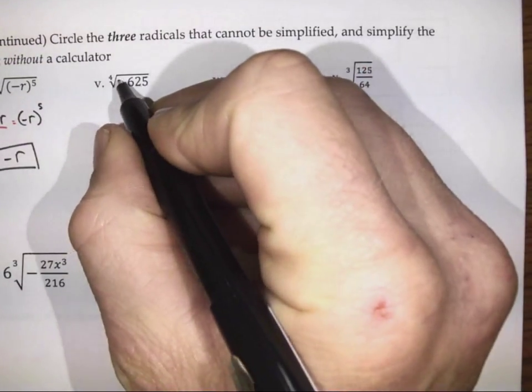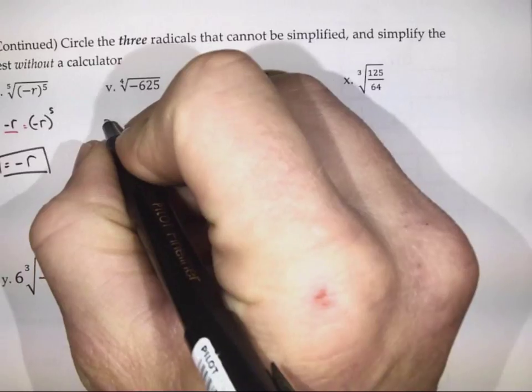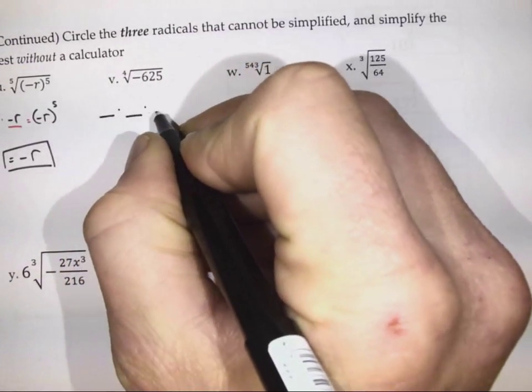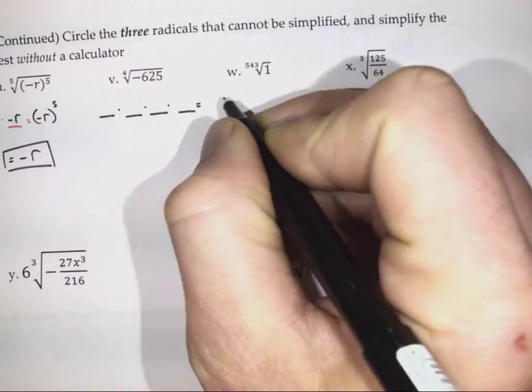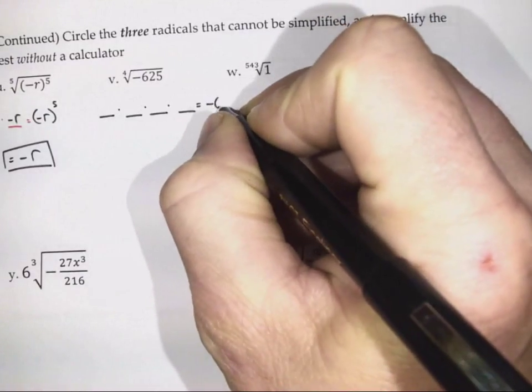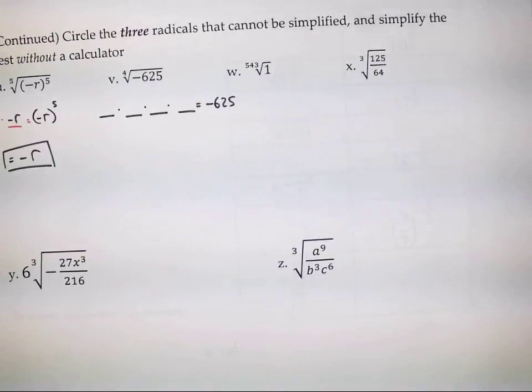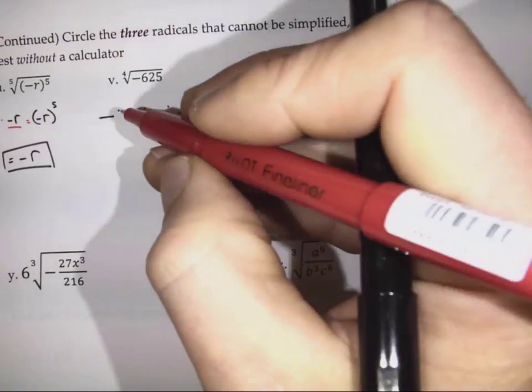Because this is an even index. I didn't notice that at all. I almost missed that. So what we're really looking for is 4 numbers that multiply together to give negative 625. Now, all those numbers have to be the same, right? That's the game we're playing. But let's think about this for a second.